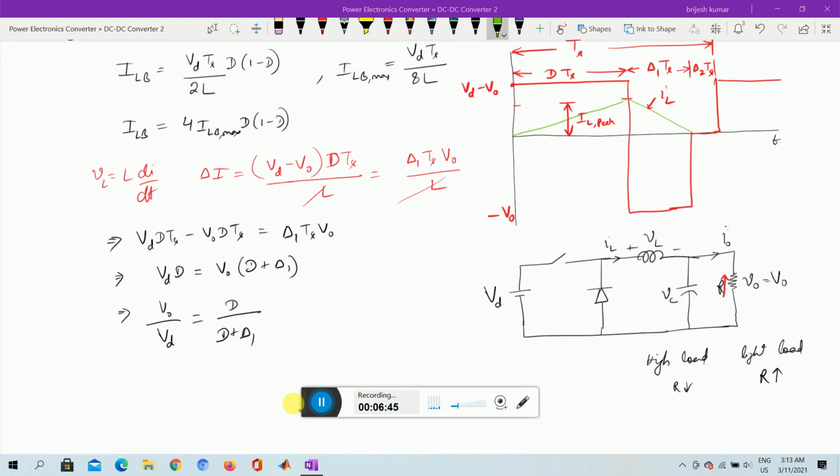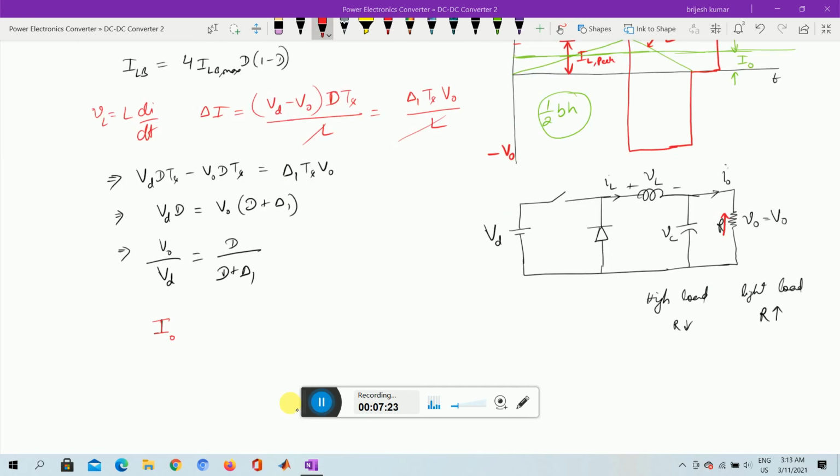Now if I want to find the average current, this will be the average value of the current. Let us say this average value of the current is I0. So I can write this I0 as the average value of this current. This is a triangle, so we can write the area as we know, half base into height. Using this type of formula, we can write the average.